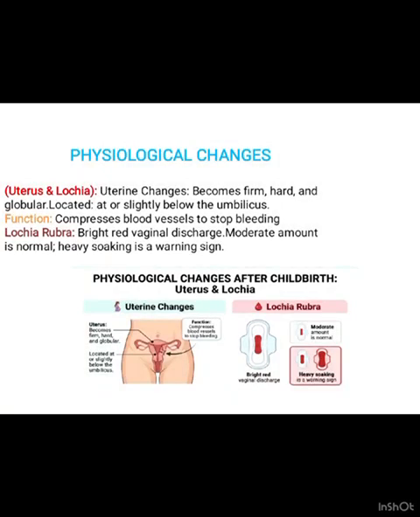Physiological changes. First is uterine changes. The uterus becomes firm, hard, and globular, located at or slightly below the umbilicus. Function: compresses blood vessels to stop bleeding. Then lochia rubra, bright red vaginal discharge. A moderate amount is normal. Heavy soaking is a warning sign.